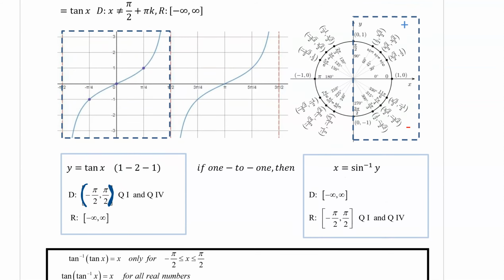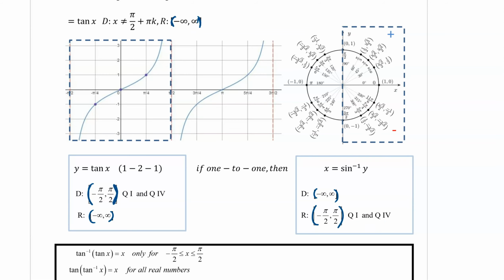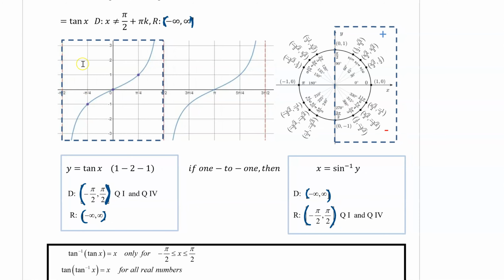That's what happens when you copy and paste. Up here too, look at that. There's parentheses. Everything gets parentheses. No brackets. Parentheses on everything, for tangent, that is. So tangent goes off to positive infinity, down to negative infinity, from negative pi over 2 to pi over 2. All right, and so it's 1-to-1 here, so if it's 1-to-1, then we get this.